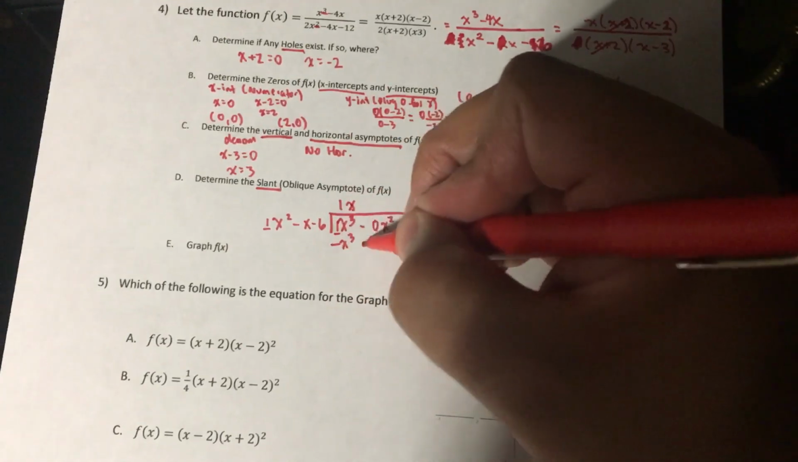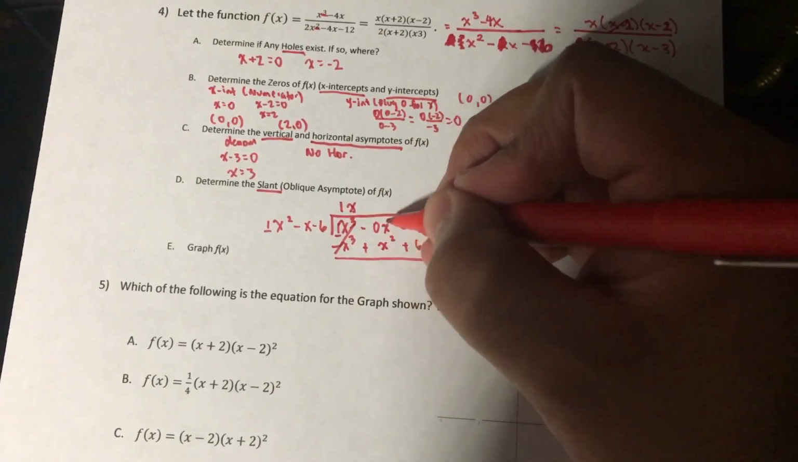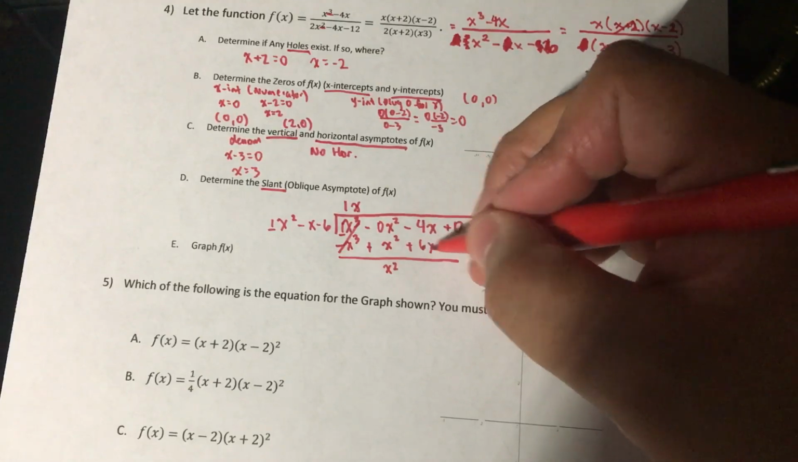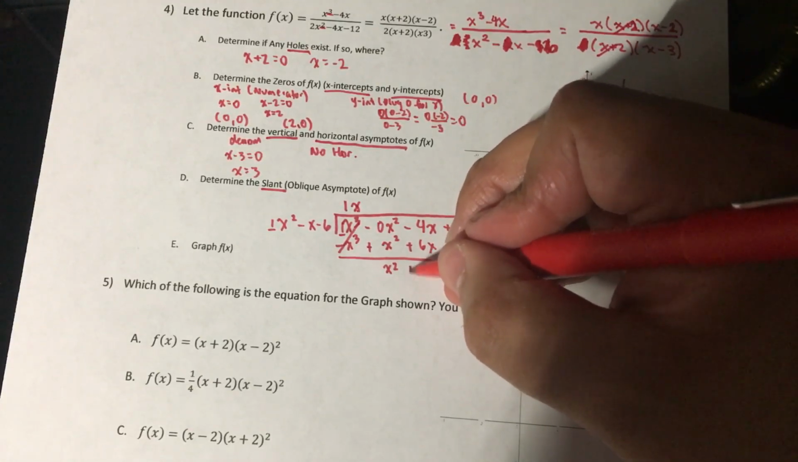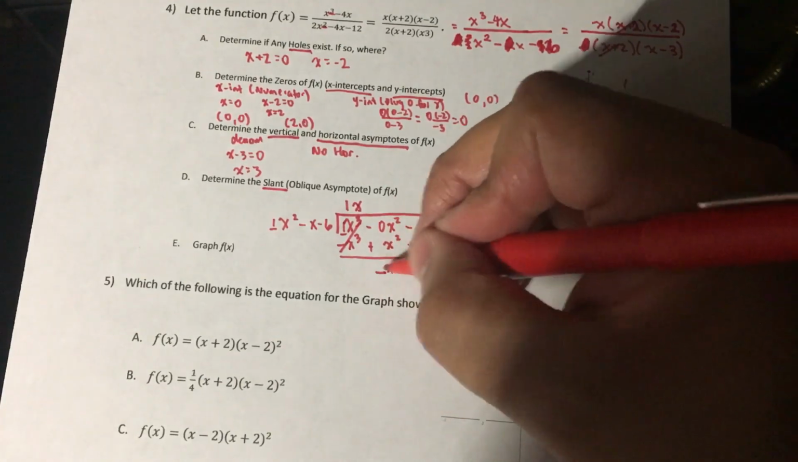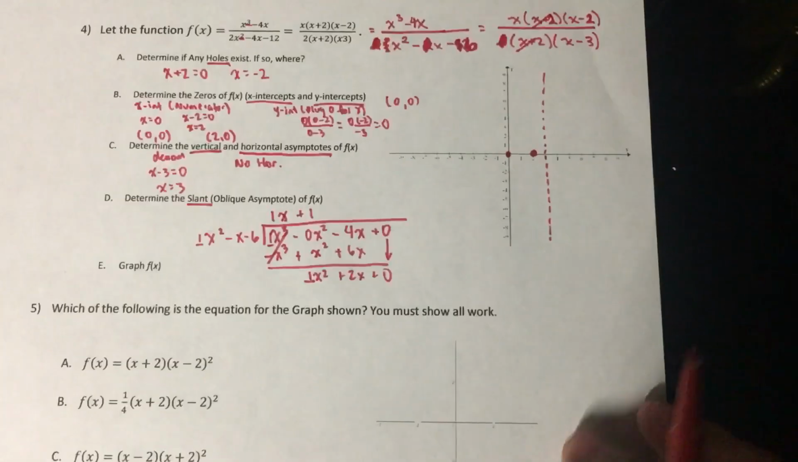1x times negative 6 is negative 6x. And remember, all of these signs change. So here they cancel. 0 plus 1 is 1x squared. And negative 4 plus 6 is plus 2x. Really, this is not going to matter anyway. And now, start the process again. Here, 1 divided by 1 is 1. So this is where I can stop, x plus 1.